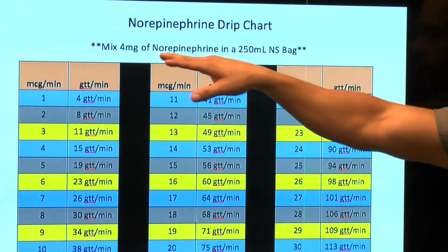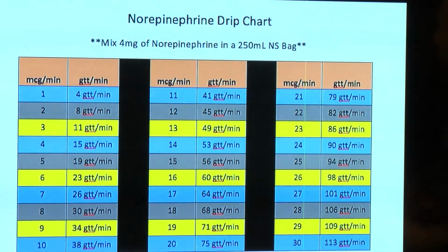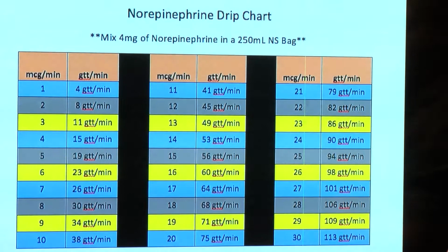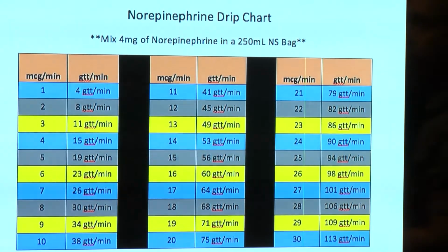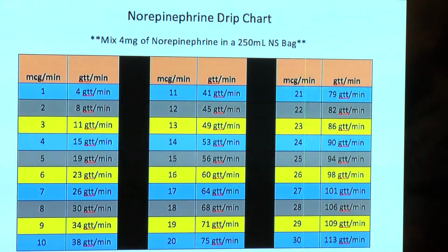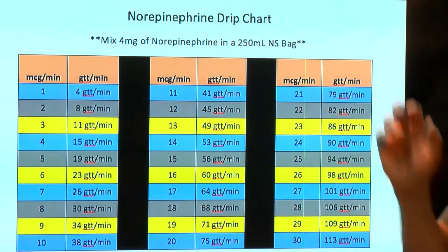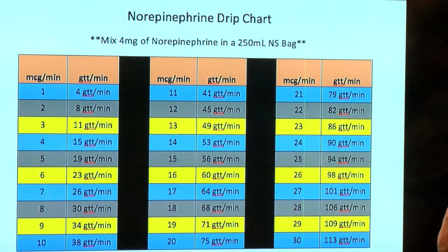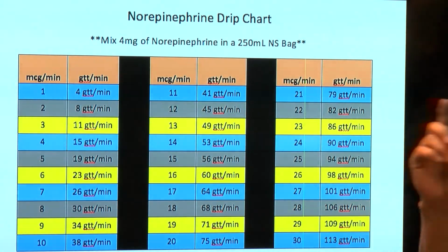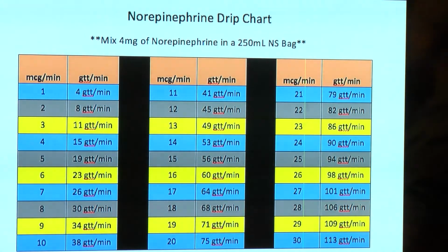All right, now it's 4 milligrams, but what we're giving it in is micrograms. So if we take the 4 milligrams and convert that to micrograms, that's going to be 4,000 micrograms in the 250. If you divide that into the 250 bag, it actually gives you 16 mics for every mL that comes out of that bag. So it's a 16-to-1 ratio.